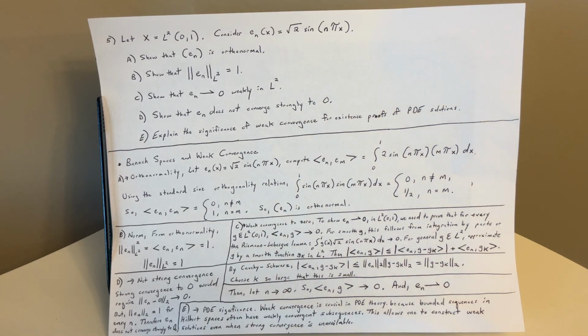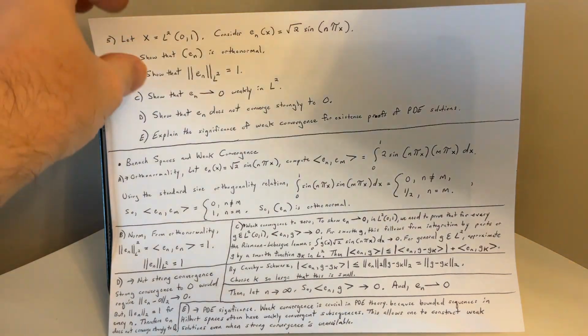And part E, explain the significance of weak convergence for existence proofs of PDE solutions. Okay, so PDE significance: weak convergence is crucial in PDE theory because bounded sequences in Hilbert spaces often have weakly convergent subsequences. This allows one to construct weak solutions even when strong convergence is unavailable. Okay, so that's number 5. Now moving along to number 6.